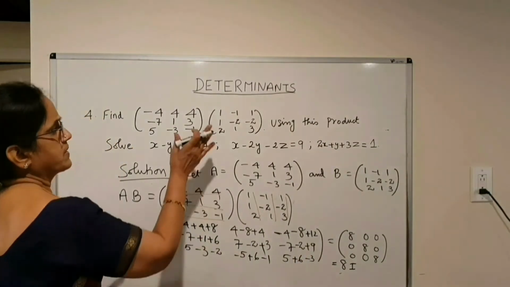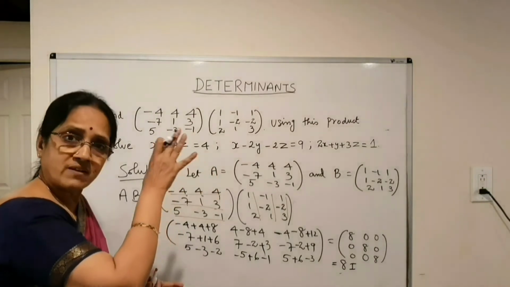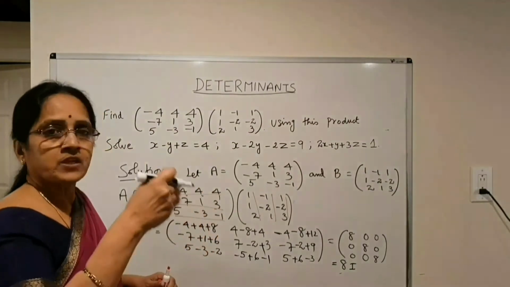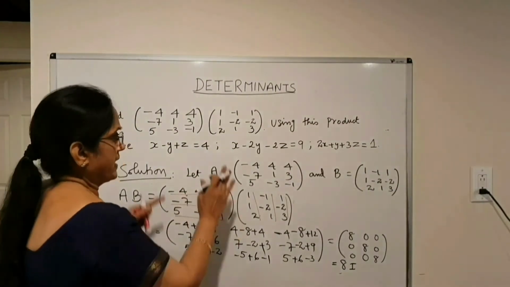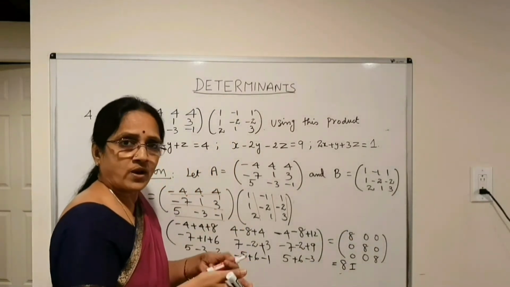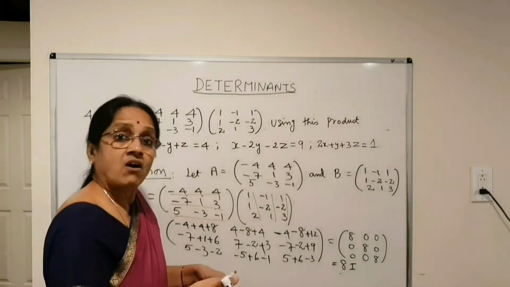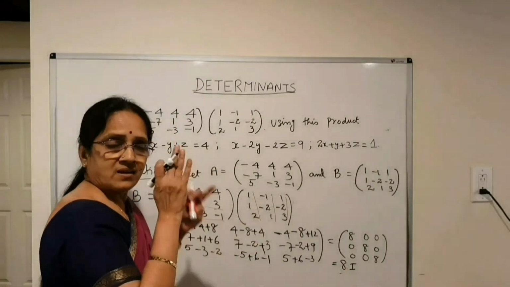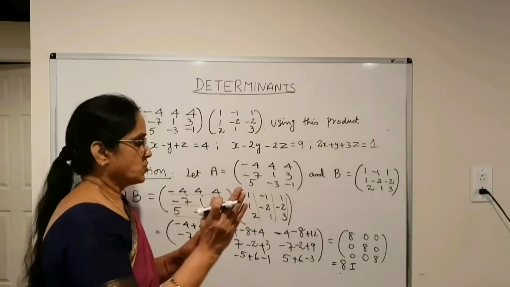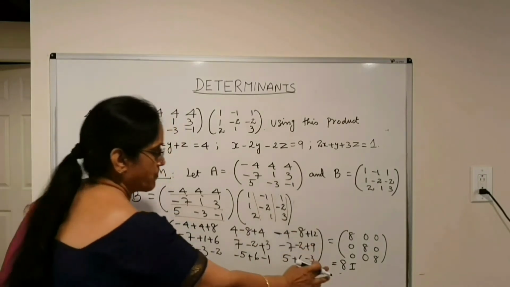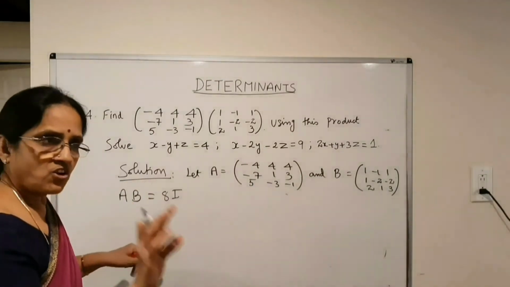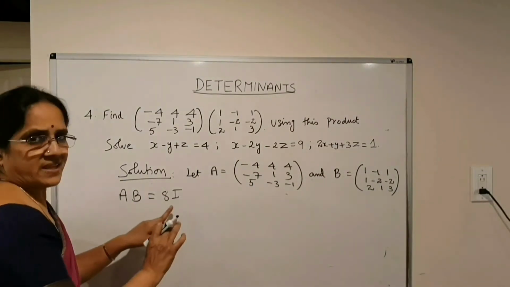So whenever you come across a question of this type, where you need to find the product and using the product you need to solve the equations, there the product will always be either 8I or I or 4I or 12I or 11I or 6I. It will be a number multiplied by the identity matrix. So keep that in mind. Using this product, I am going to solve the given system of equations. We got the product AB as 8I.